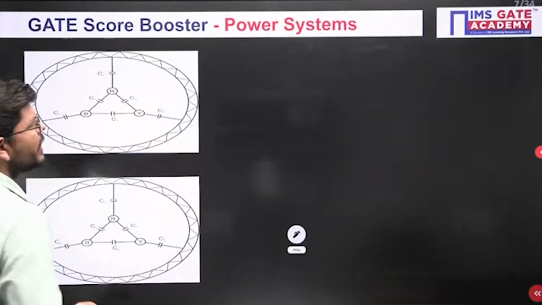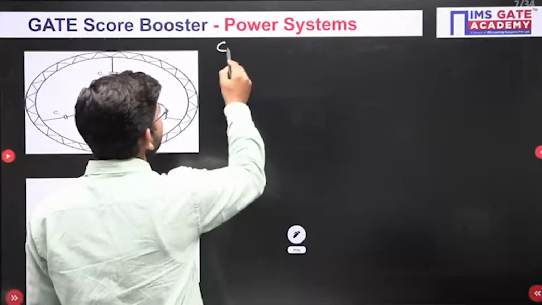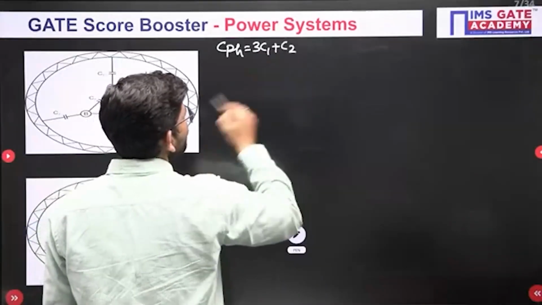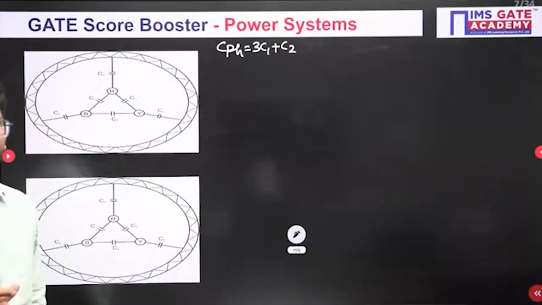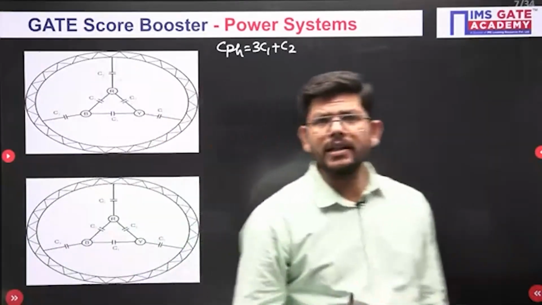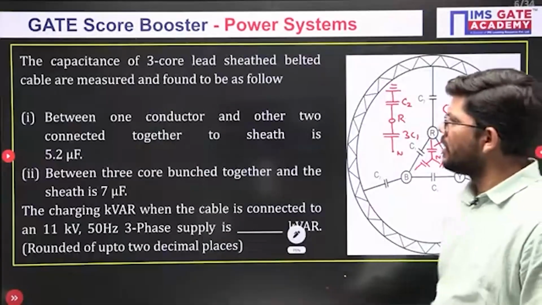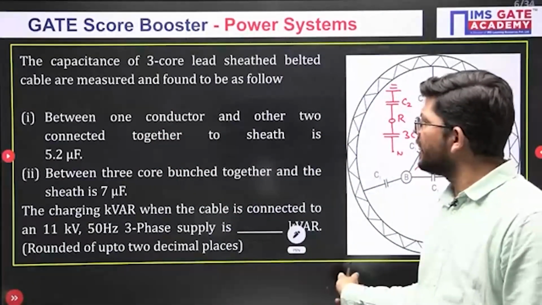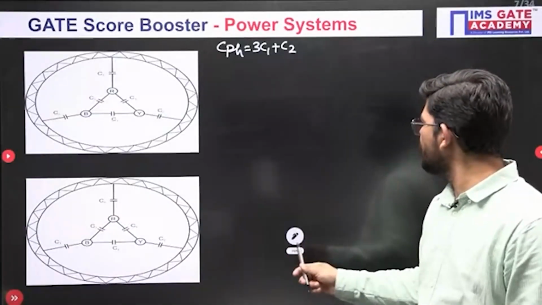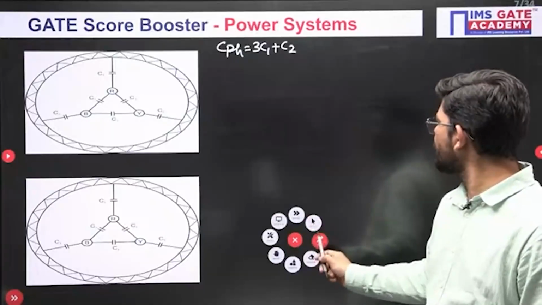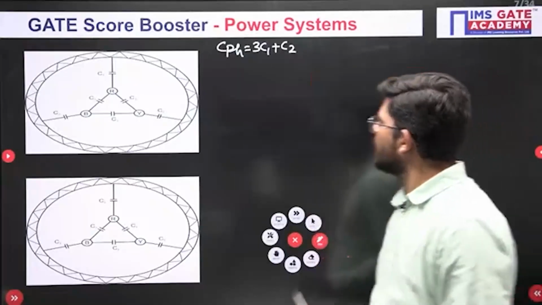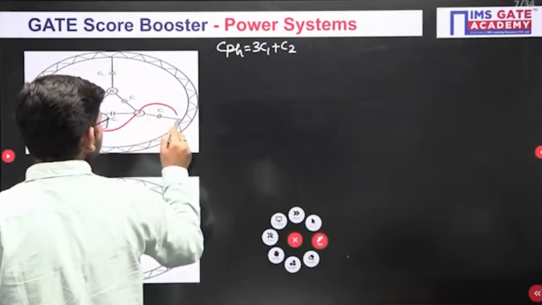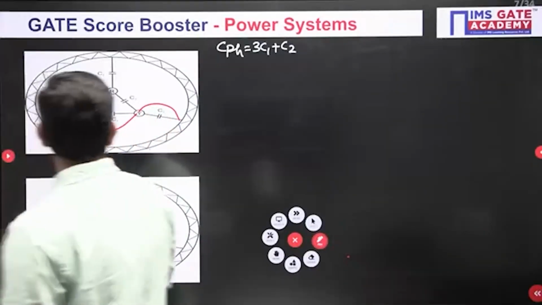So we need to find the value of C phase, and C phase is basically 3C1 plus C2. So we need to find the value of C1 and C2, okay. Now what we are doing in the first test is between one conductor and the other two conductors connected together to the sheath. If we do this exercise, just see what we get. Two conductors are connected together and they are connected to the sheath.